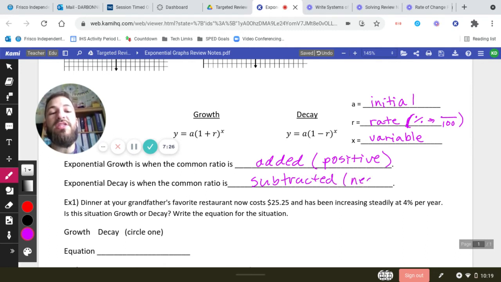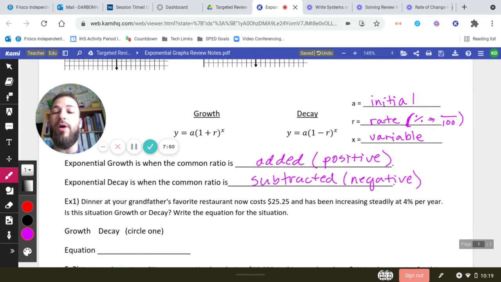So with each of these, remember, we look for words that are going to tell us it's growth or decay. And then we have to make sure that we add it if it's growth, our R value, or we subtract it if it's decay. And then, of course, with our R value, they give it to you as a percentage. You have to convert that percentage into a decimal by dividing by 100. Or you can just think about it as moving the decimal place to the left twice.